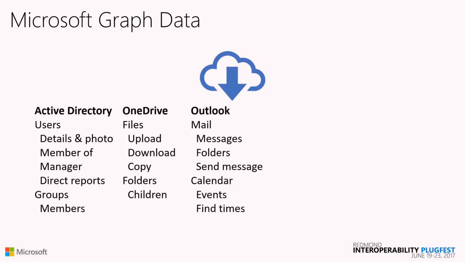Same thing with Outlook, right? So we've got mail and messages and calendar and all the obvious things. But the same relationship exists. So as I look at who authored a mail, I can traverse into Azure Active Directory, or I can traverse from an Azure Active Directory user into their messages or their calendar.